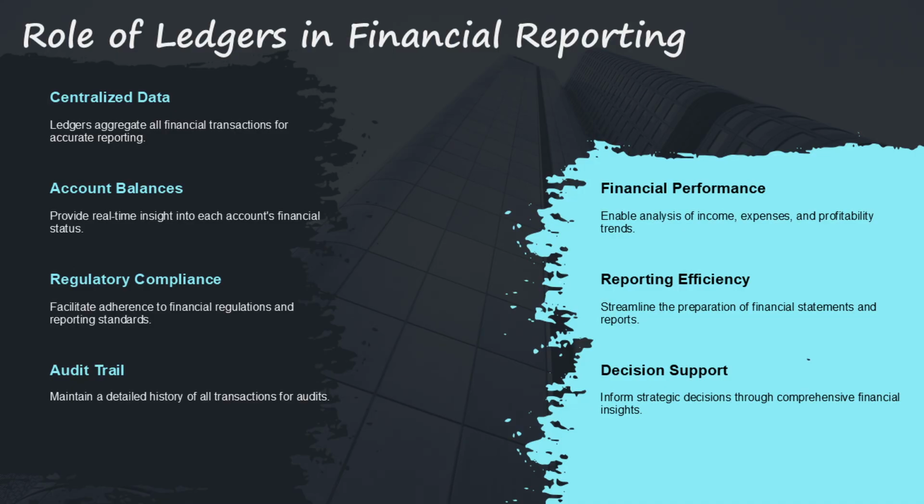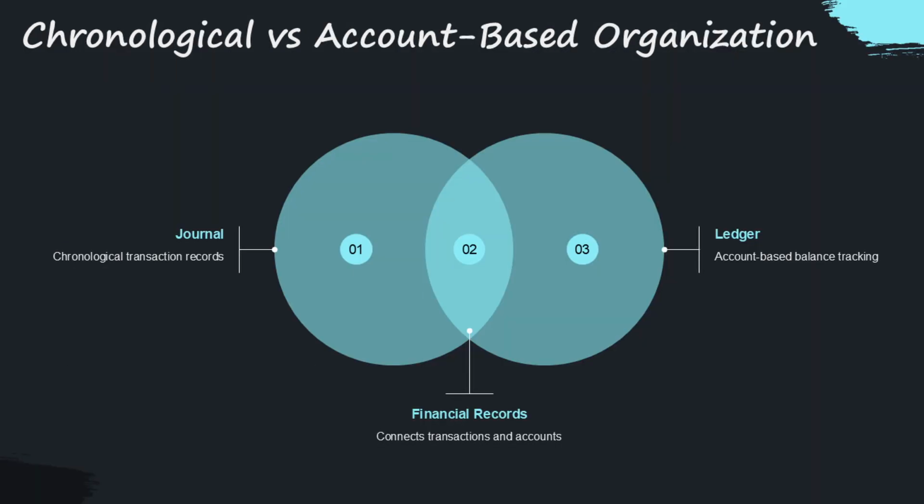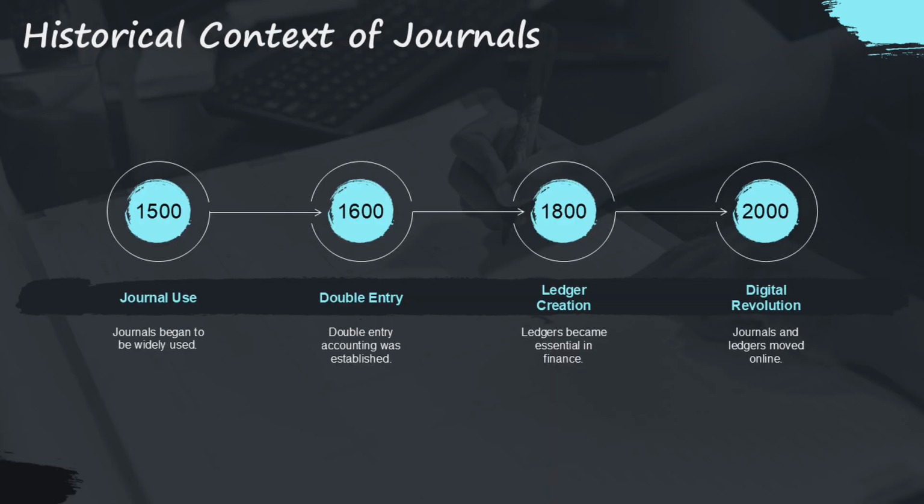Workflow in D365: how journals and the ledger connect. First, transaction initiation. A financial event, such as an invoice, payment, or adjustment, is entered as a journal entry in D365. Then, review and approval. The journal entry may go through an approval workflow, ensuring accuracy and authorization before posting.